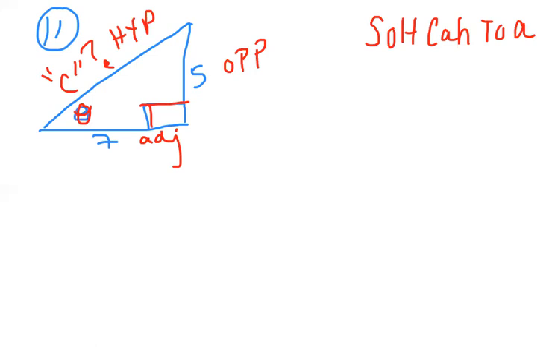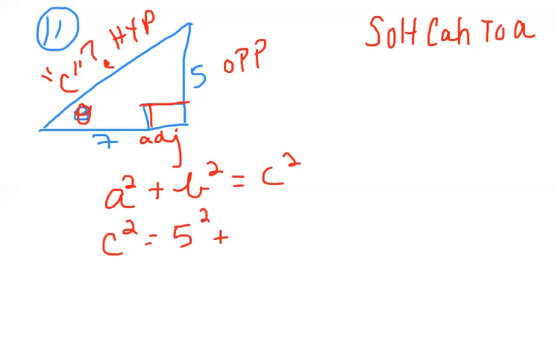So how are we going to do that? Given 2 sides of a right triangle, we're going to use the Pythagorean Theorem: A squared plus B squared is equal to C squared. So we are looking for C. It doesn't matter which one is A and which one is B, guys. They're both legs. But typically, you want to make the smaller number A and the larger number B. So C squared will equal 25 plus 49.